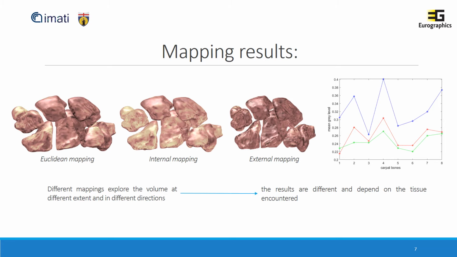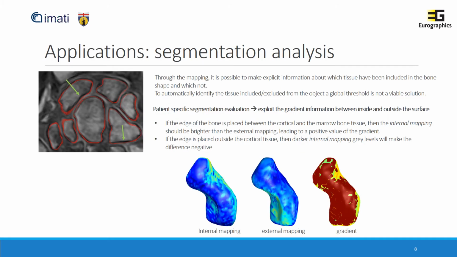darker. On your right, you can see a graph that shows the mean value of the gray levels for each of the 8 bones of the district. The brighter blue values are related to the internal mapping, the red to the Euclidean, and the darker green to the external mapping.